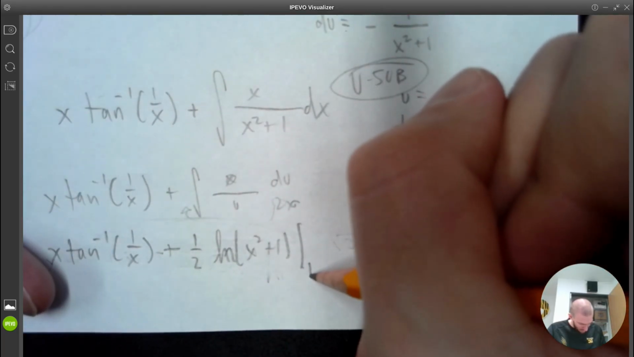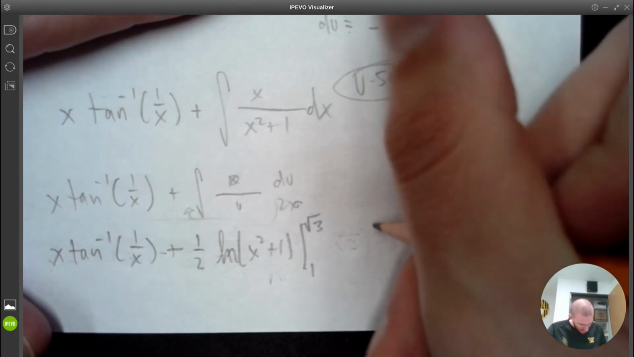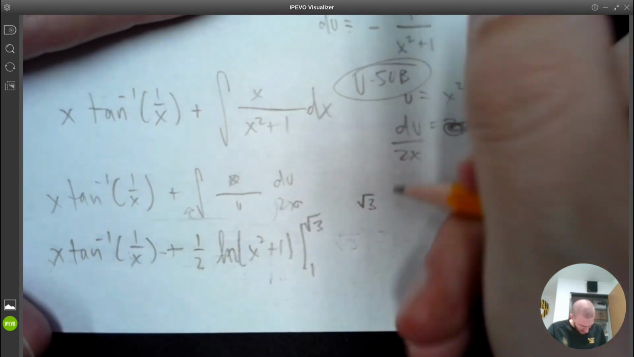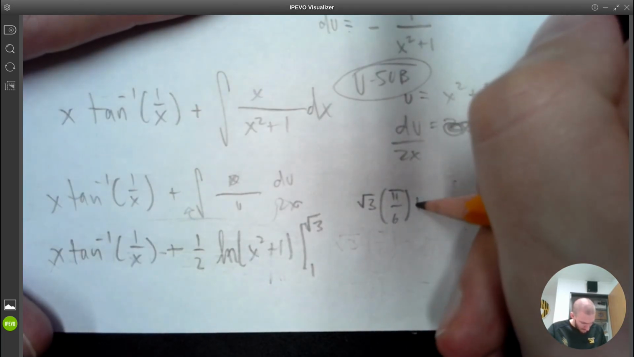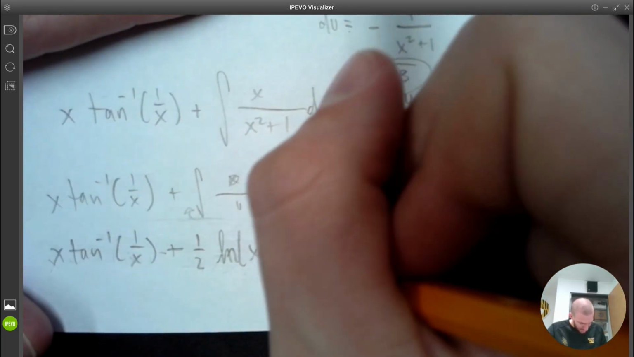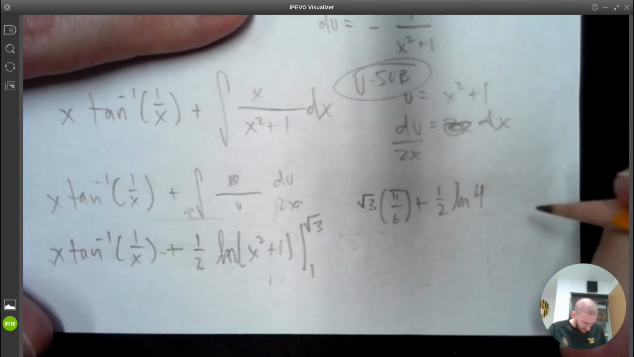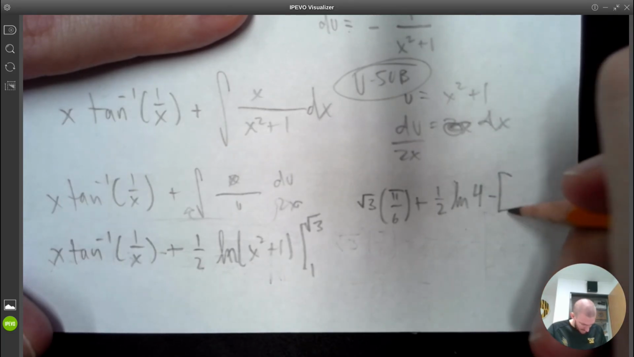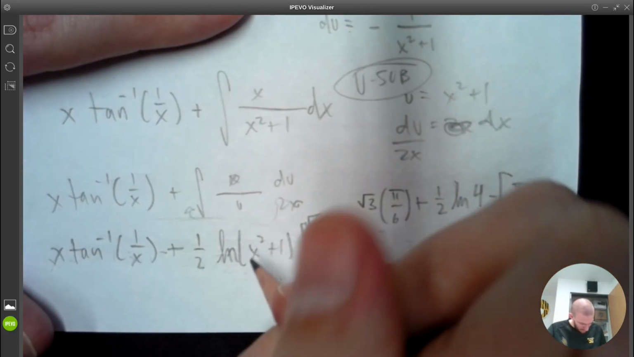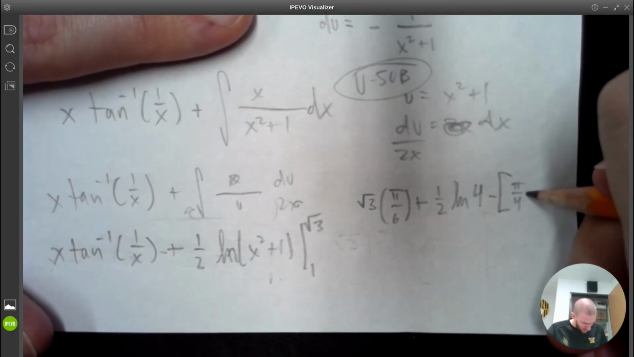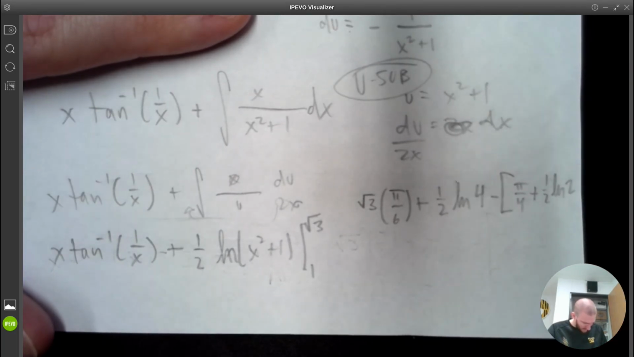Okay, now let's plug these in. Pretty much the same thing. Square root 3, the arctangent, we already, okay, that's pi over 6, plus 1/2. Square root of 3 squared is 3, plus 1 is 4. The natural log of 4. Minus 1, pi over 4, 1. 1 squared is 1, natural log of 2. Plus 1/2, natural log of 2.